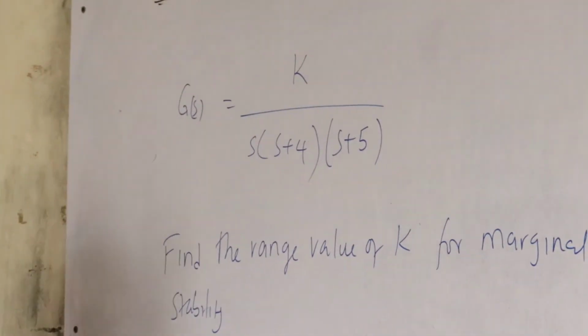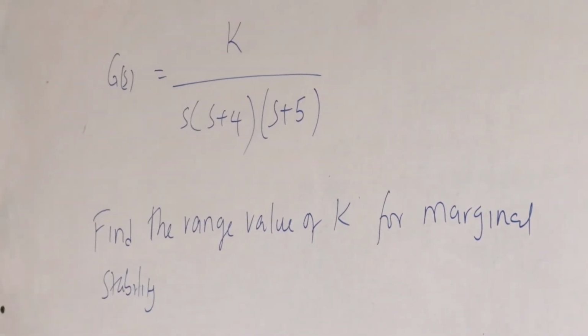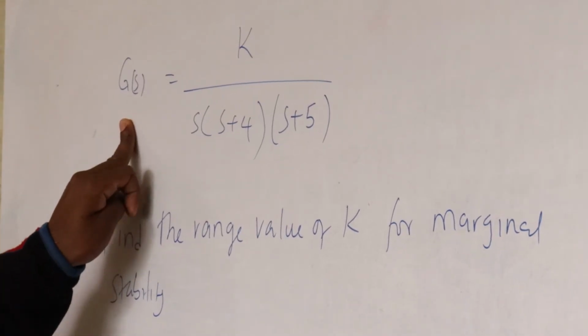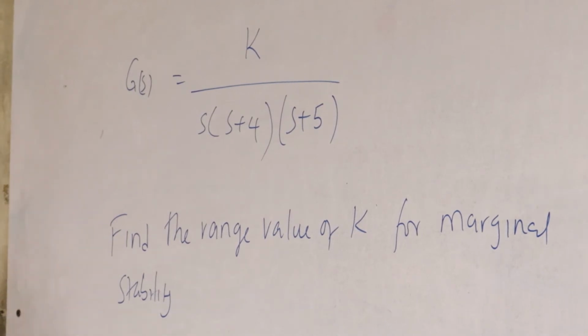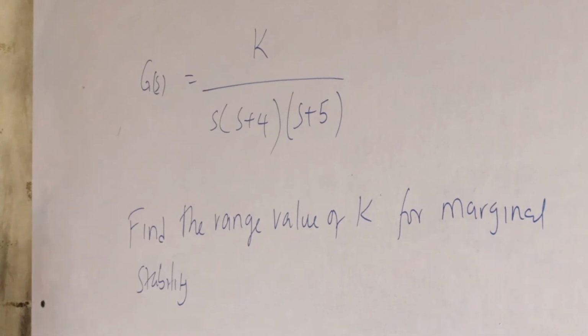So this is now the transfer function, and it is given by a negative feedback. Remember, this is now the forward element. The first thing you are supposed to do is get the overall transfer function. From the overall transfer function, you get the characteristic equation. Then, after obtaining the characteristic equation, you take it to the Routh array. So let's look at what we are going to do.